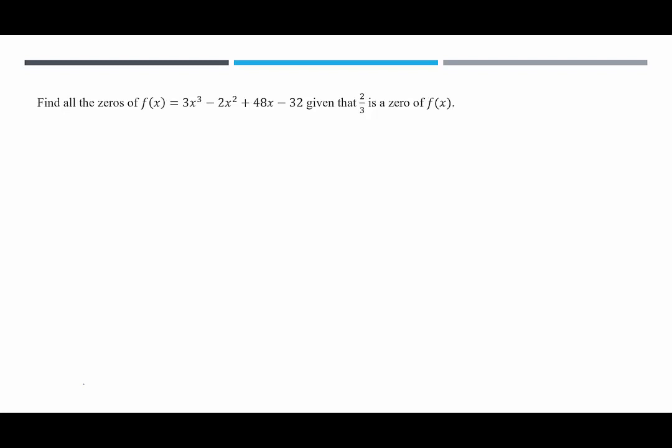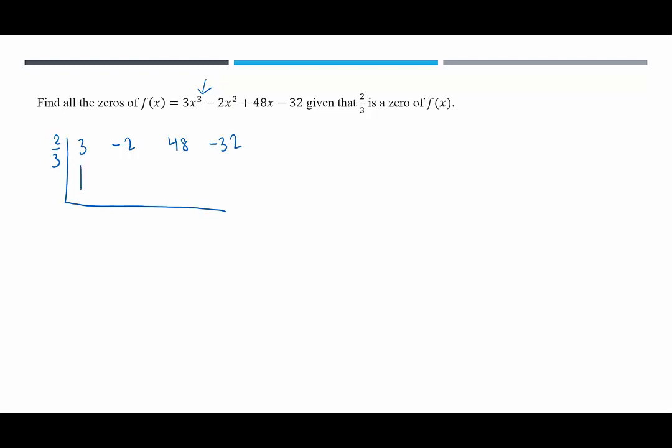Now, before we get started looking for all of the other zeros, this is a cubic function, so we can have at most 3 zeros. Let's see what we have. So we're going to use synthetic division to help us figure out what the other remaining zeros are. We know that 2/3 is a 0, so I'm going to set this up with the coefficients, we have 3, -2, 48, and -32.